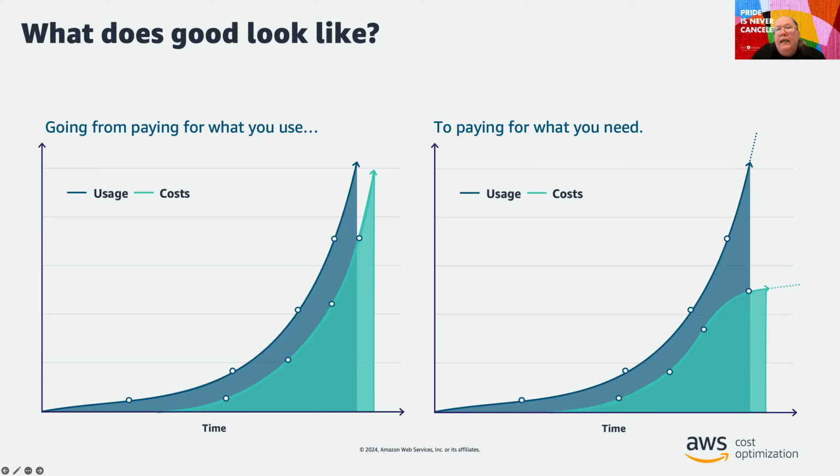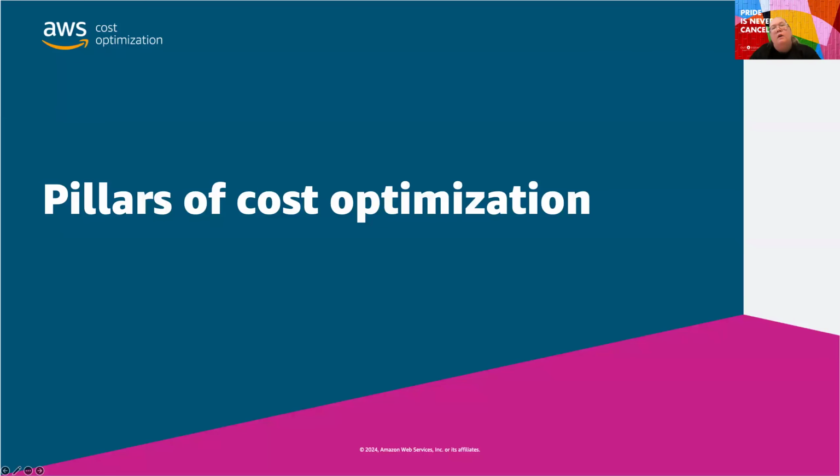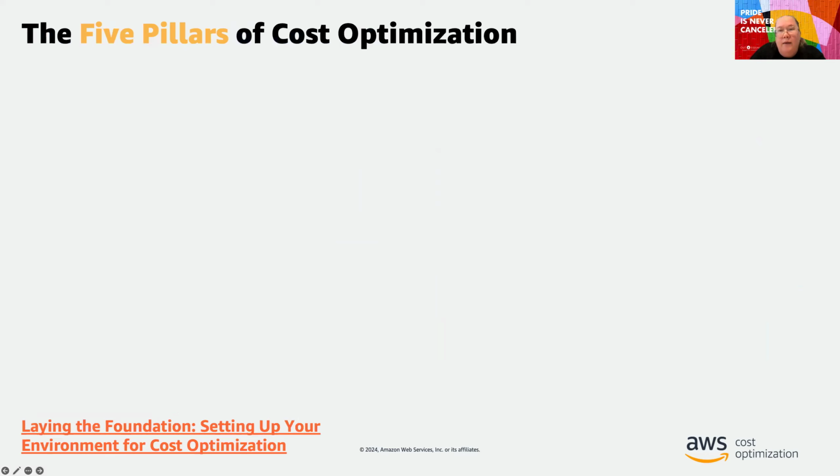So I mentioned that there are pillars for the cost optimization exercise. So let's talk about those pillars quickly. There are 5 pillars to the cost optimization exercise. And let's put them in a picture first. So let's look at it in this way.